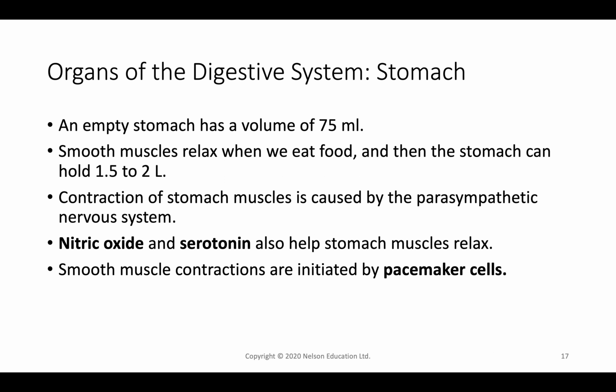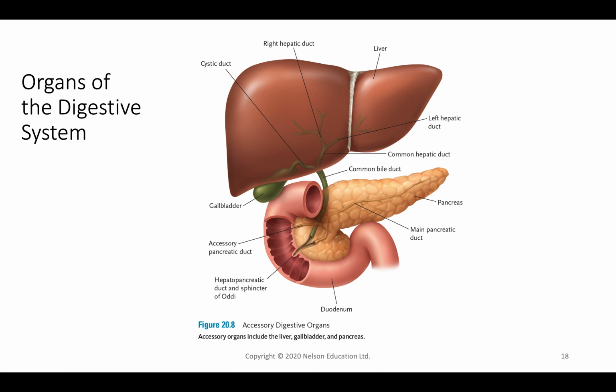So as you can imagine, since we are a digestive system, we're under the parasympathetic control of the nervous system here. We are also under the influence of nitric oxide and serotonin. These are going to help be responsible for the relaxation of stomach muscles, and the contraction of the stomach muscle is going to be initiated by what we call pacemaker cells.